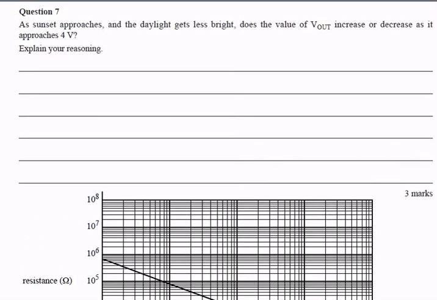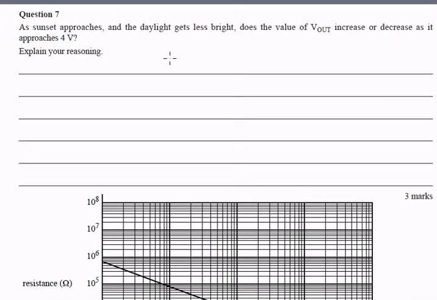Alright, question 7. As the sunset approaches, the daylight gets less bright. Does the value of V out increase or decrease as it approaches 4 volts? Explain your reasoning. So I'm going to leave my answer here because I don't know what it is yet, but I'm going to go through my reasoning first because that's going to help me get my answer. So here's where I'm going to write either increase or decrease. In fact, we can write it both here now, so we know what the answer is going to look like.